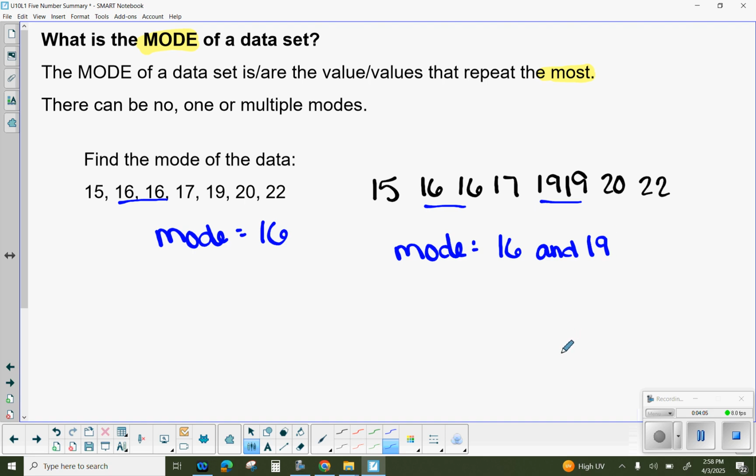number of times. It is also possible that a group of numbers doesn't have a mode. If I say 1, 2, 3, 4, there's no number that repeats itself. Therefore, there is no mode in that group right there. Okay, so that's how mode works. It's the number that happens the most, and there can be more than one or none at all.